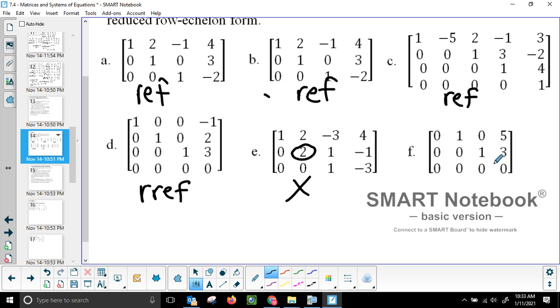Here, I have an all 0 row, but it's at the bottom, so that's fine. My first non-zero entry in each of these 2 rows is a 1. That's fine. And wherever I do have a leading 1, namely here and here, every entry above and below that in the same columns is a zero. So this is reduced row echelon form.